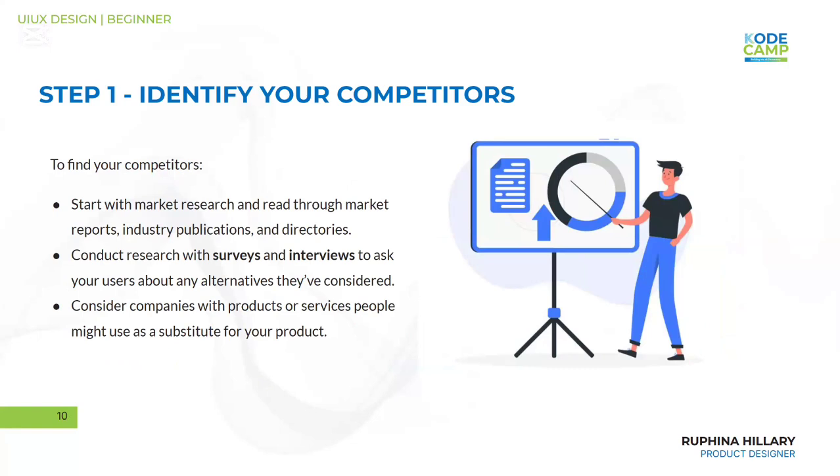Or it can be as simple as conducting research with surveys and interviews to ask users about any alternatives they have considered. Maybe your research is on students or busy people who do not have time to cook. So one of your survey questions may be, what applications do you use to order food at this moment? What alternatives have you been using that have probably not satisfied you? These are ways you can identify your competitors because the users would give you that information.